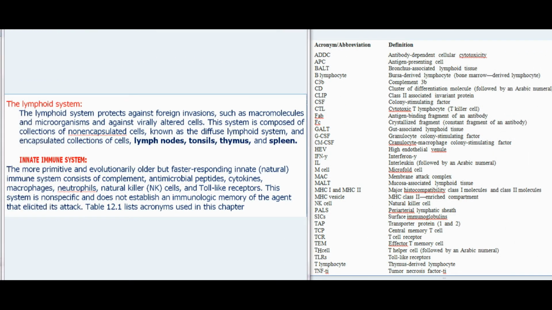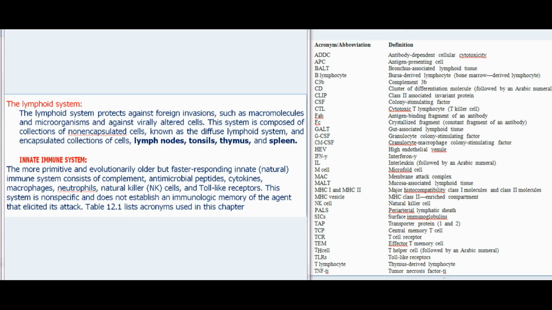Lymphoid system. The lymphoid system protects against foreign invasions, such as macromolecules and microorganisms, and against virally altered cells. This system is composed of collections of non-encapsulated cells, known as the diffuse lymphoid system, and encapsulated collections of cells: lymph nodes, tonsils, thymus, and spleen.